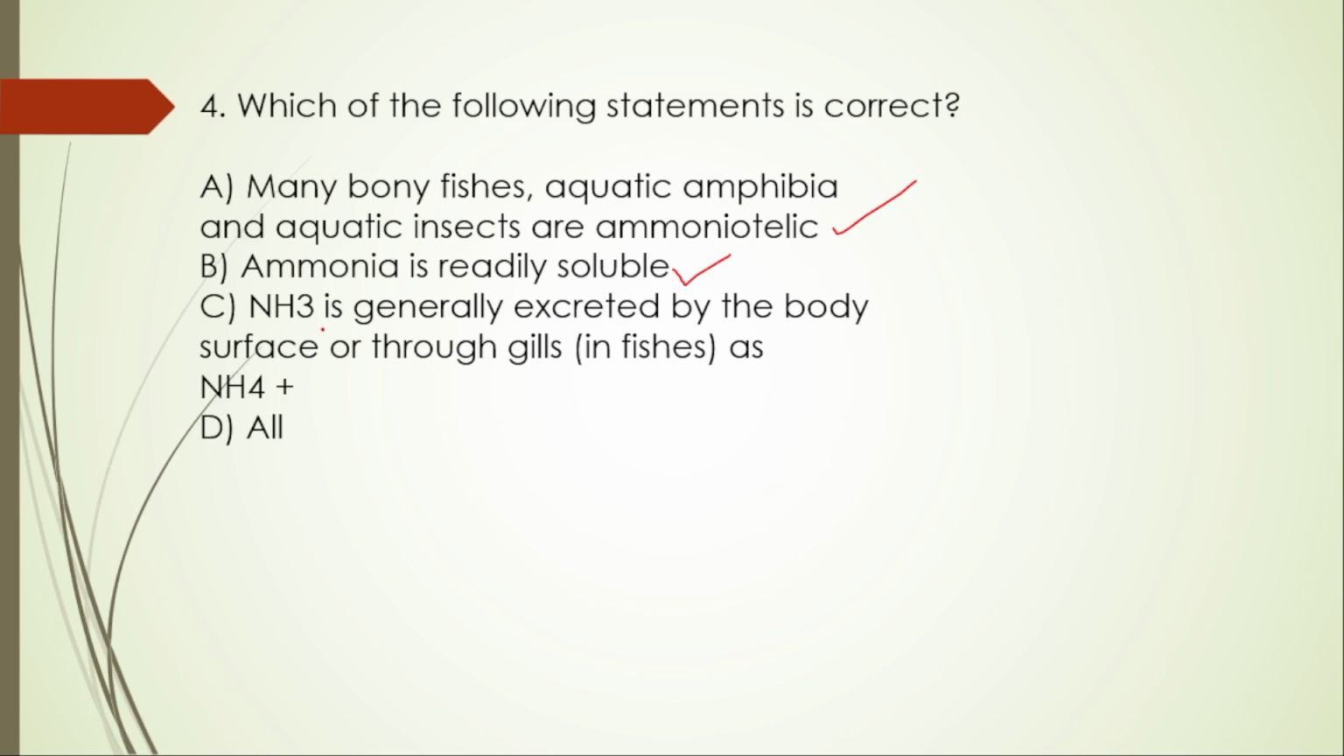C, NH3 is generally excreted by the body surface or through the gills in fishes as NH4 ions, ammonium ions. Ammonia is excreted in the form of ammonium ions. This one is also right. So for the fourth question, the right option is all, because all the statements are correct.